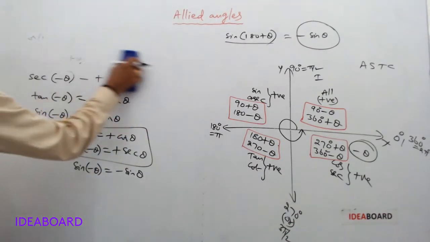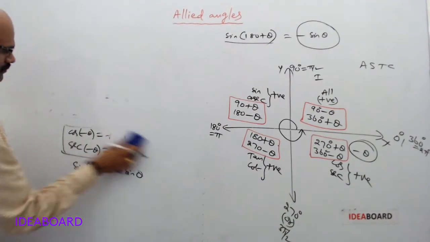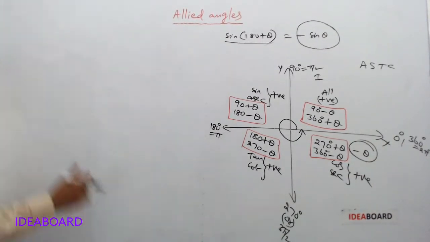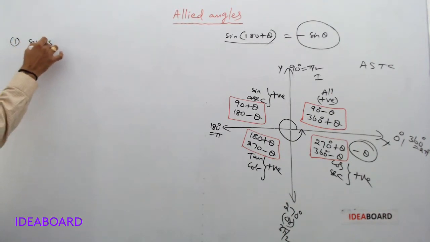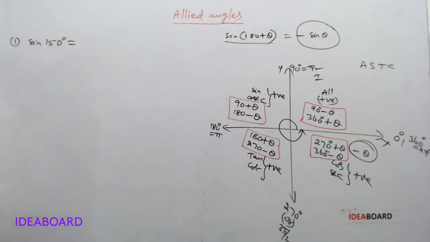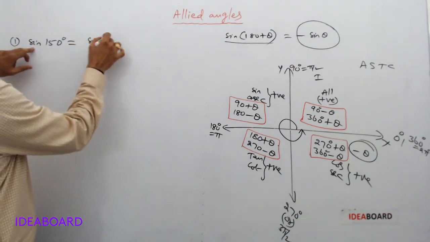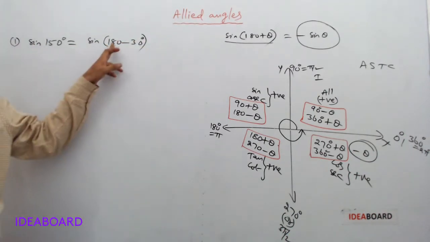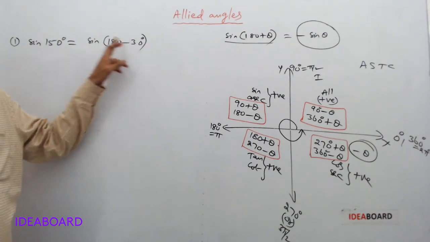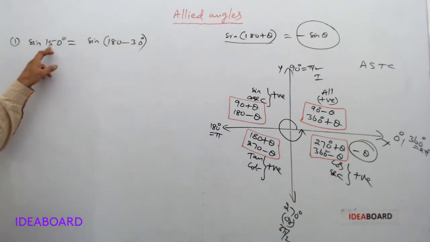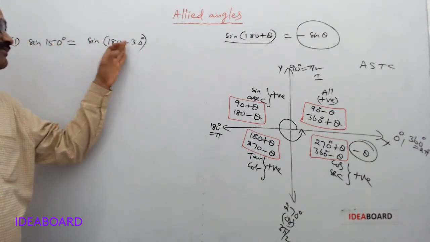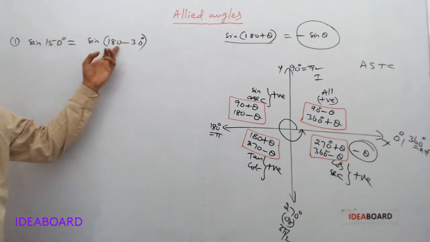Now, find the value of sine 150. Sine 150 degrees can be written as sine of 180 minus 30 degrees. We know the value for 30 degrees, so we have to take this 150. This 150 is related to 30 degrees, so we have to write 180 minus 30, or we can write it as 90 plus 60.